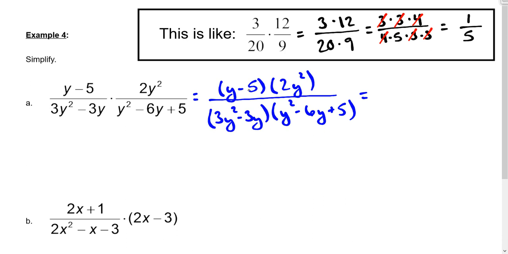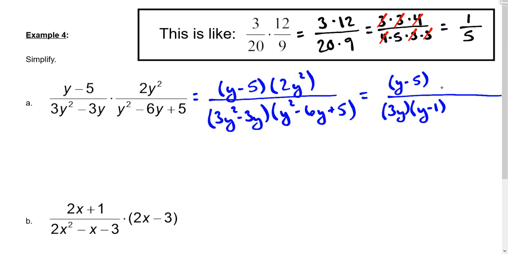Up in the numerator, I can't really factor anything out of the y minus 5, so that's just going to stay y minus 5. Okay, in the denominator, I've got a GCF here. I could take out a 3y. So I'm going to take out a 3y, and I'm left with a, what, y minus 1? Because 3y times y is 3y squared, 3y times negative 1 is negative 3y.